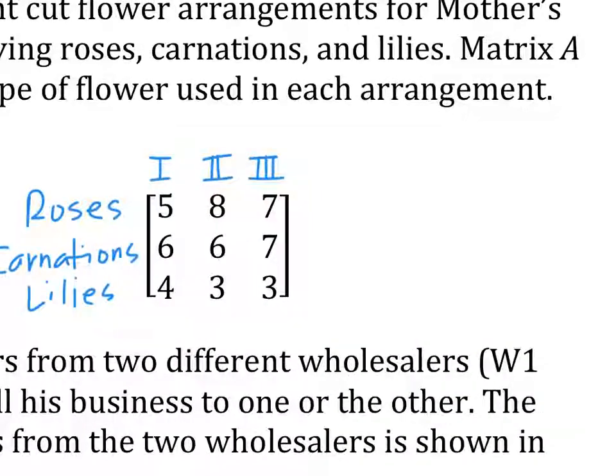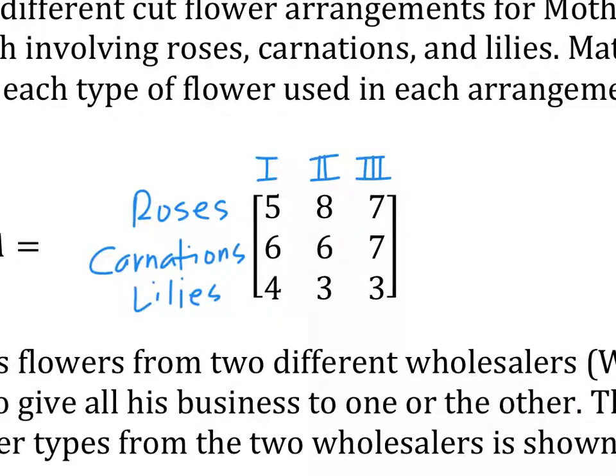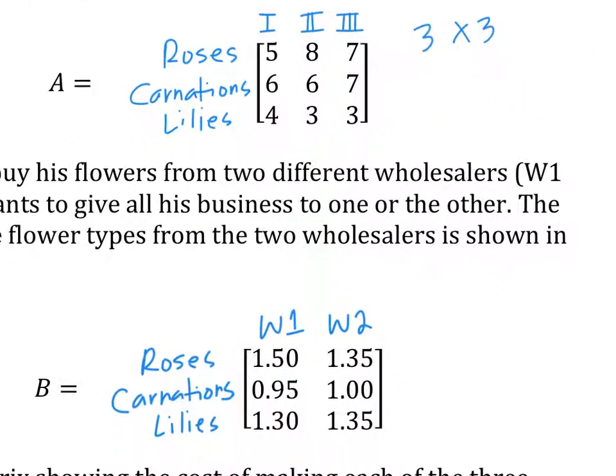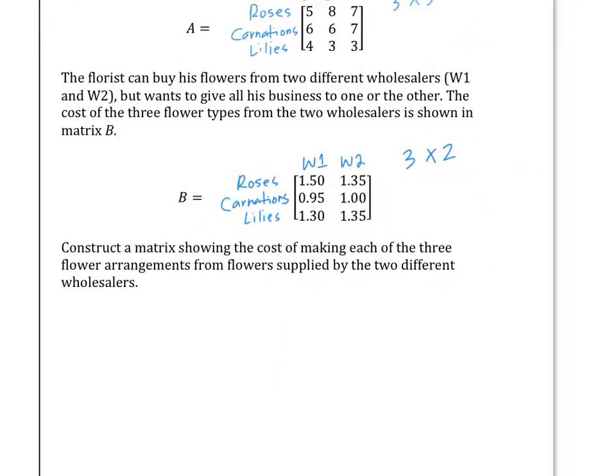What is the size of matrix A? 3 by 3. What is the size of B? 3 by 2. Okay, so my question is, can I multiply A and B? 3 by 3 and 3 by 2? Yes and no. Yes, the numbers work.